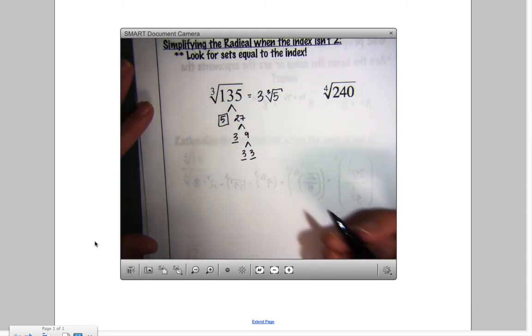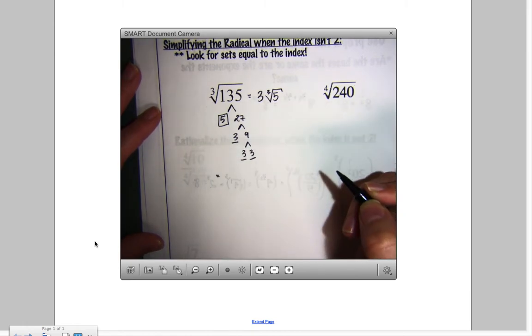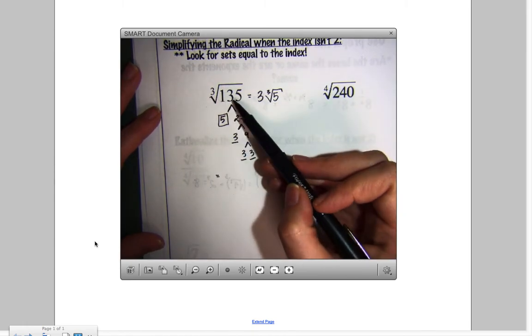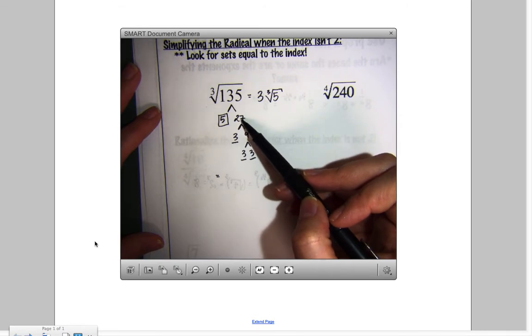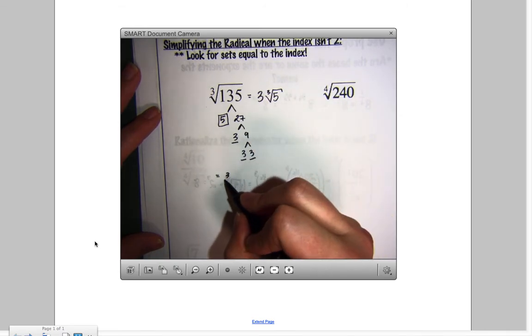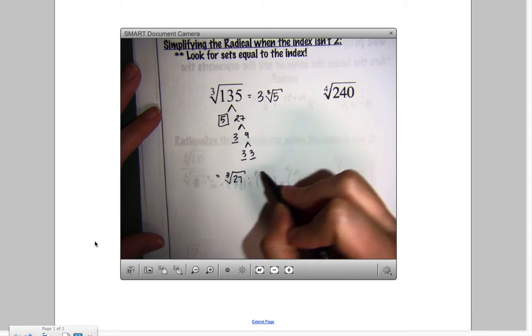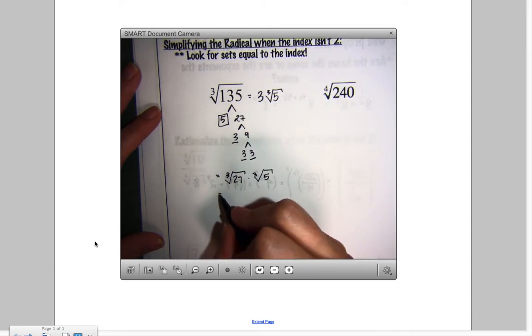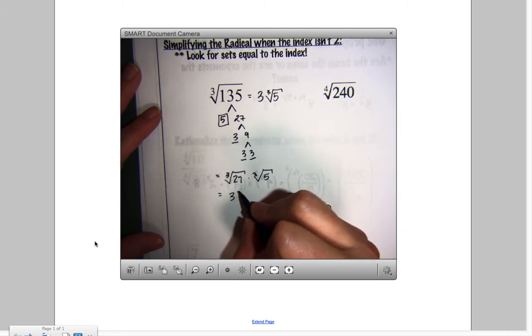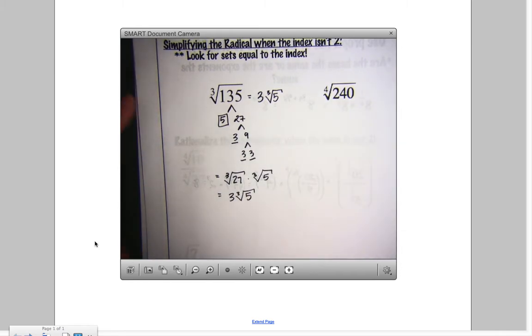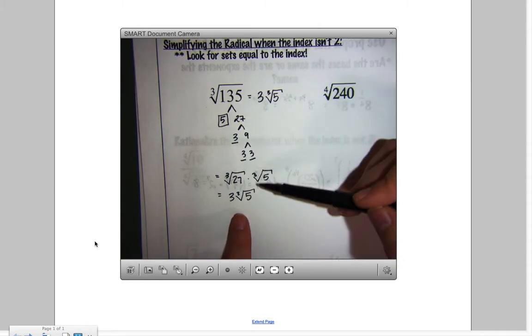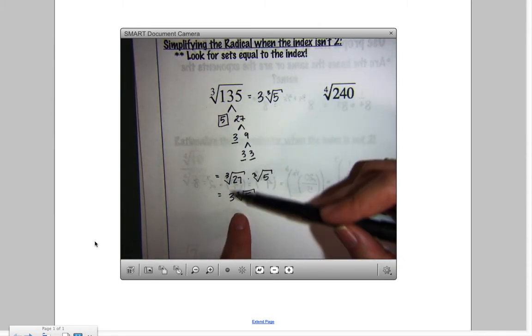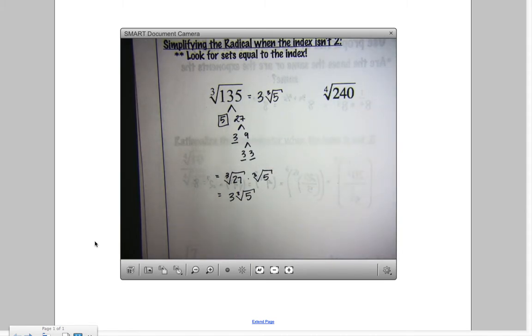You can also think of the product property. If you know a factor of 135 is a perfect cube, I could rewrite this as the cube root of 27 times the cube root of 5 because of my product property. The cube root of 27 is 3, and you're just left with the cube root of 5. So you get the same answer, and you can do it either way. Either make a factor tree or use the product property.